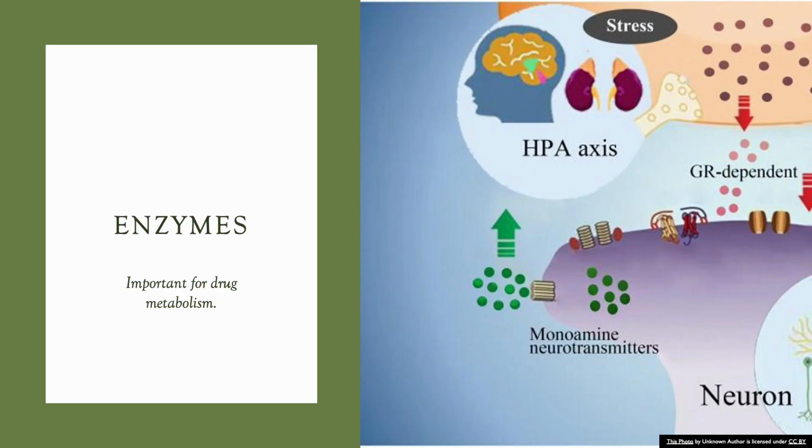Another site for drug actions is enzymes, which are important for drug metabolism and play an important role in the chemical alteration of the drug. Some drugs, such as the monoamine oxidase inhibitors or MAOIs, inhibit the action of a particular enzyme, thus increasing the availability of the neurotransmitter.